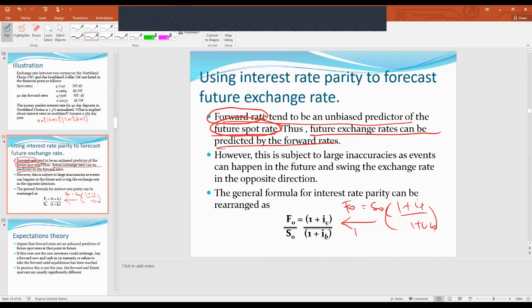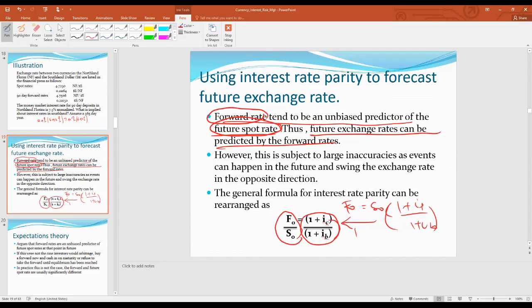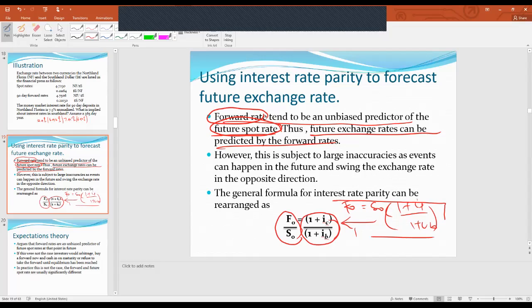The difference between the current spot rate and the forward rate is equal to the difference between the interest rate experienced in the price currency and the base currency. That's what it means. The difference between the current spot rate and the forward rate is equal to the difference in the interest rate in the price currency and the interest rate in the base currency, by simply rearranging this equation. This is an assumption that we're making.